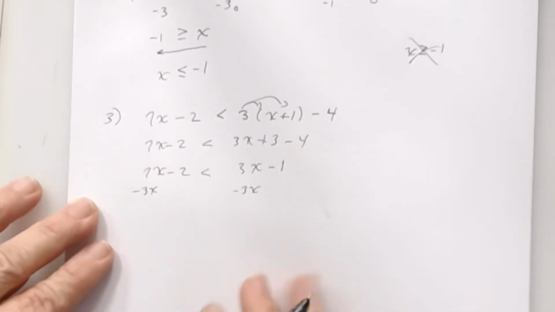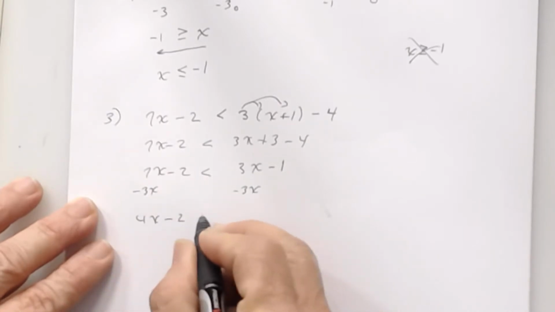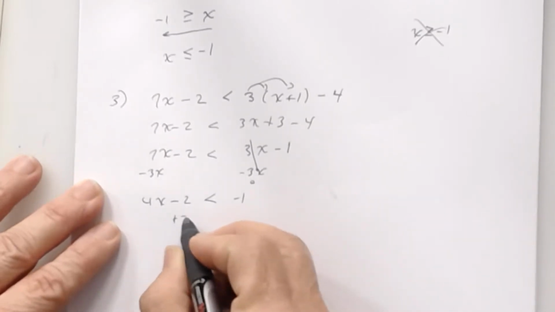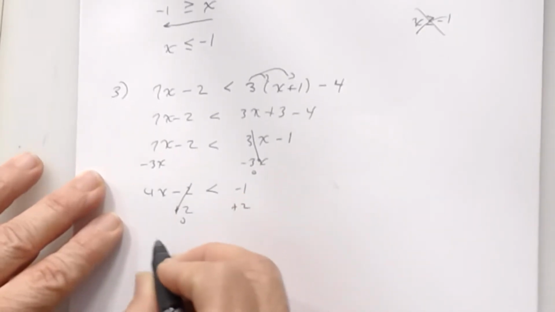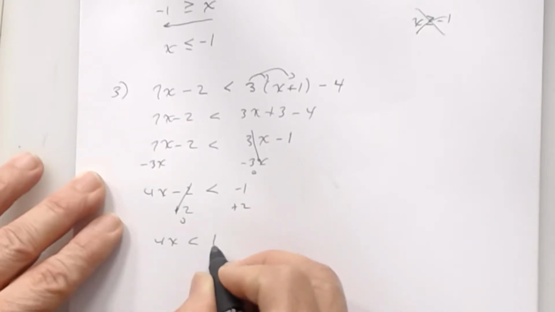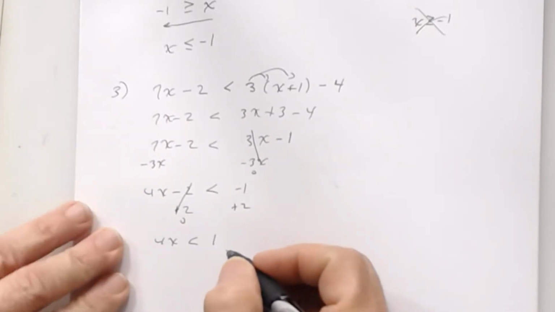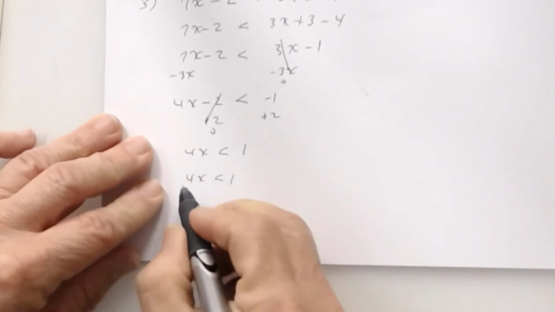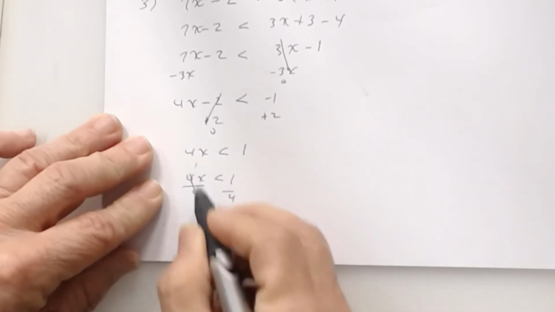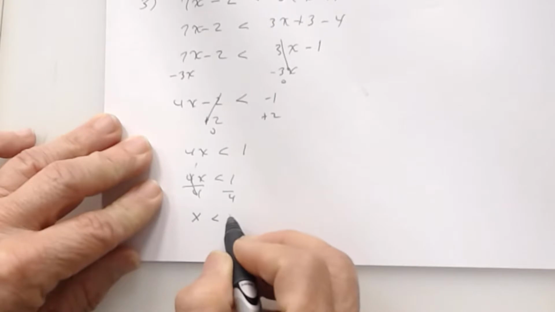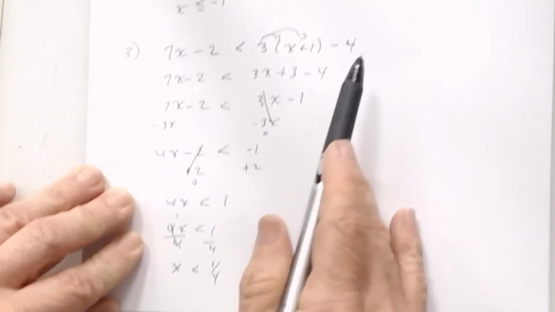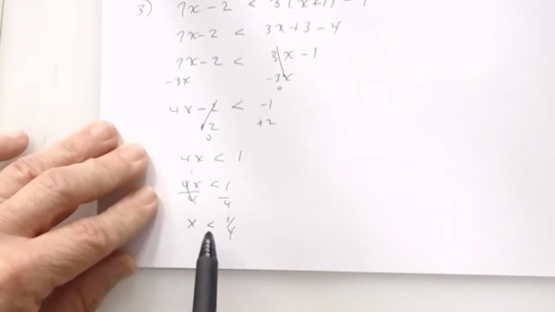7x minus 3x is 4x. 4x minus 2 is less than negative 1. Next step, add 2 to both sides. Combine like terms, 4x is less than 1. Okay? All right, now I'm going to go ahead and rewrite this over. What's the next step? Divide both sides by 4. So my solutions would be any real number less than what? 1/4. So the solution to the original inequality would be any real number less than 1/4.